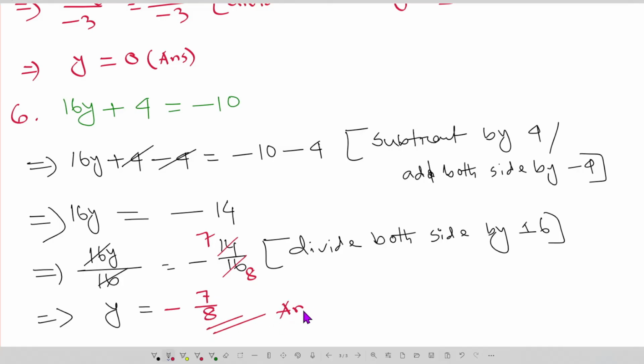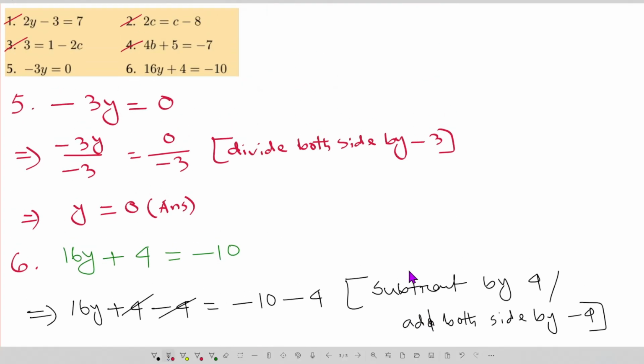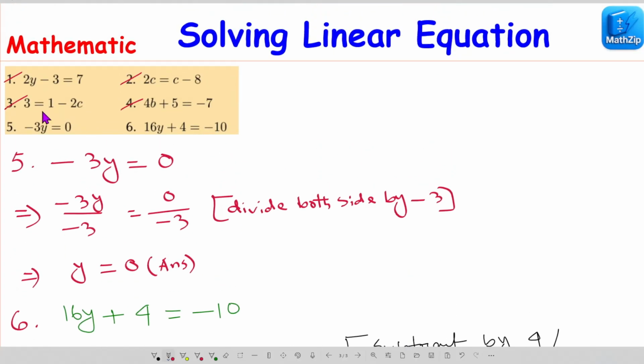This is our answer. So no more today, we tried to solve 6 problems based on linear equations, which is very important for any kinds of competitive examination around the world.